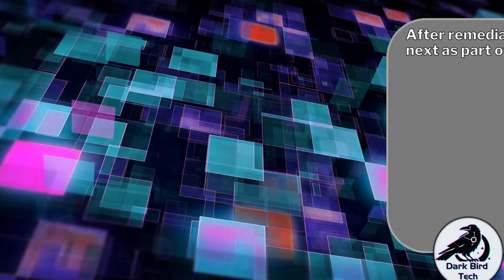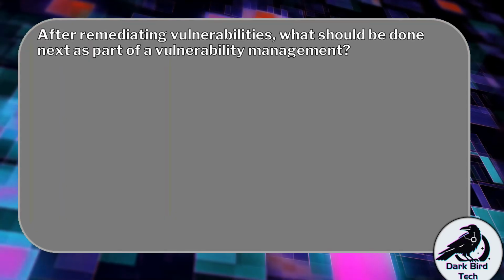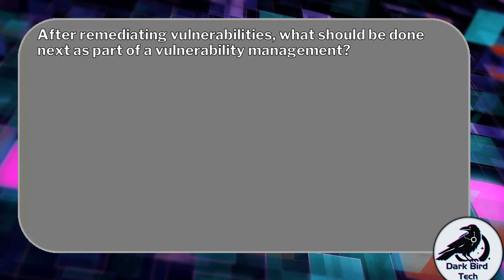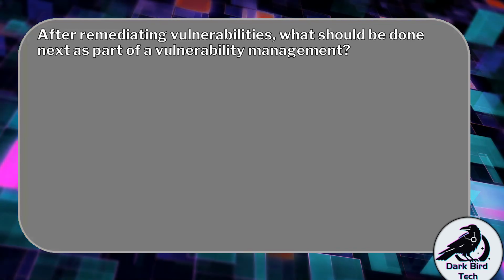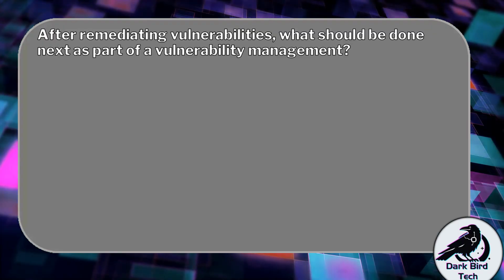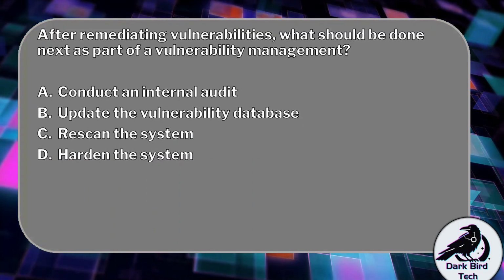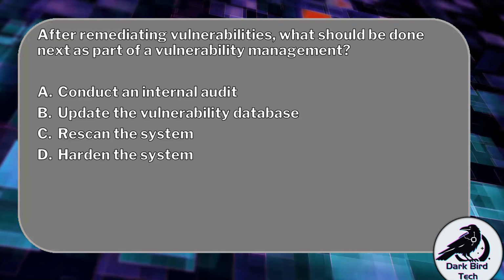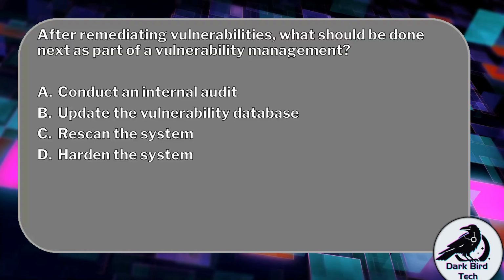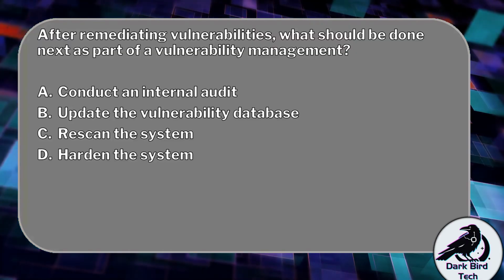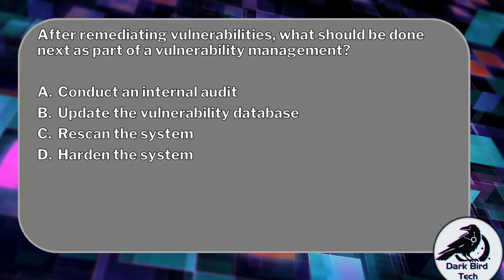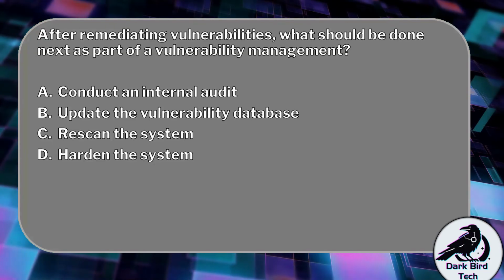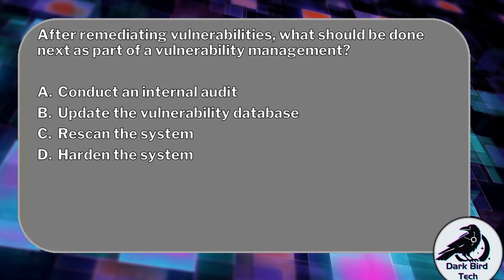Moving along now to our next question. After remediating vulnerabilities, what should be done next as part of vulnerability management? I'll give you a chance to think about your options, see what you want to see, pause if you want to, but our options are conducting an internal audit, update the vulnerability database, rescan the system, or harden the system. So thinking about this, let's see. After we've remediated or fixed vulnerabilities, what should we do next as part of a vulnerability management process?